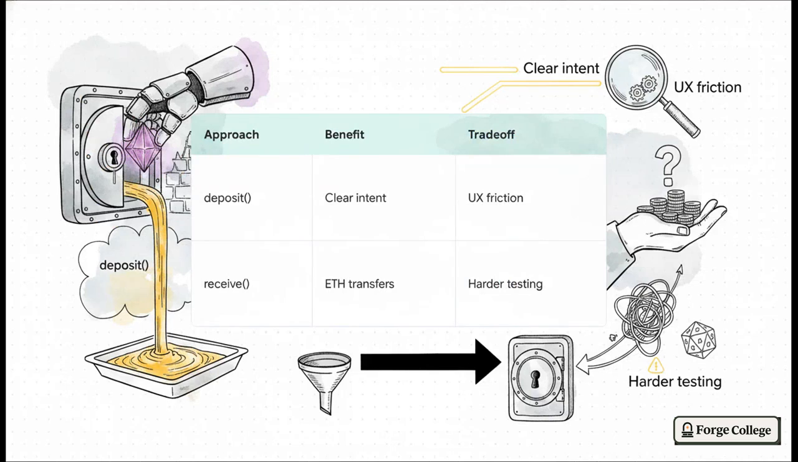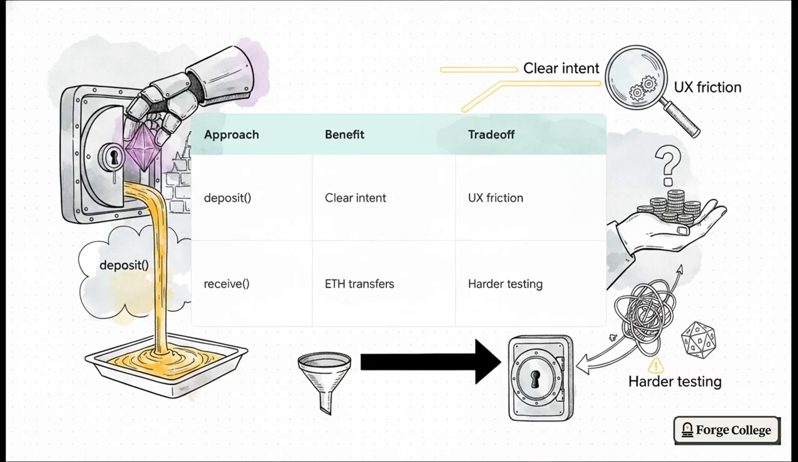Now, as architects, we face a pretty interesting choice here. How do we actually want users to interact with our vault? On one hand, we could build an explicit deposit function. This shows super clear intent, but it does require users to specifically call that exact function, which adds just a tiny bit of user friction.